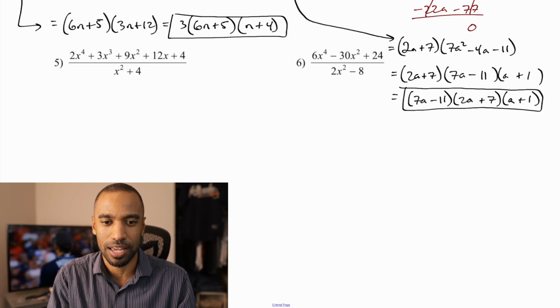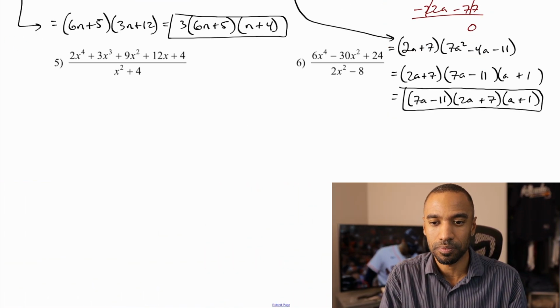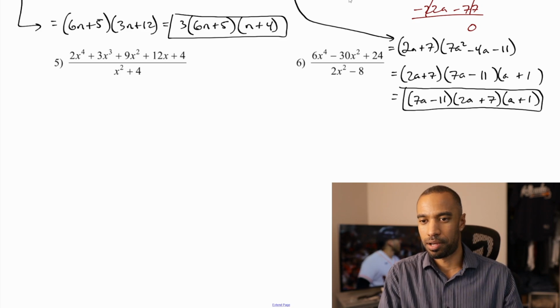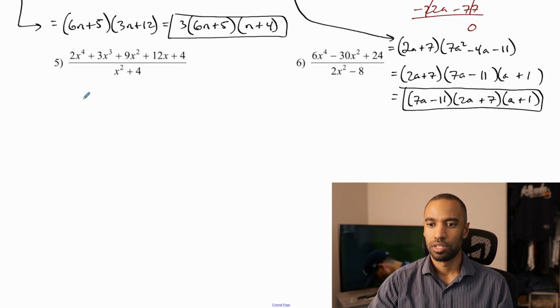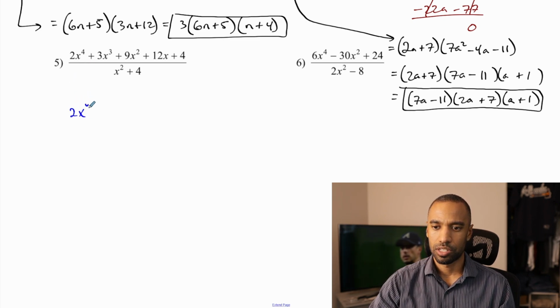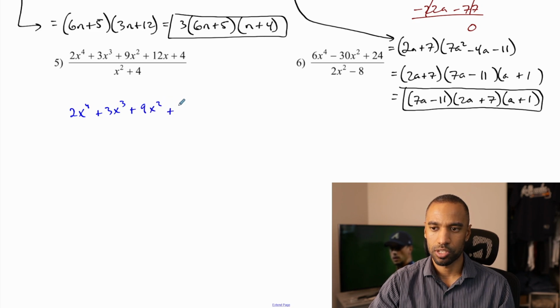Numbers 5 and 6, the last two that I'm going to use long division on. Let's go back to blue. 2x to the fourth plus 3x cubed plus 9x squared plus 12x plus 4.